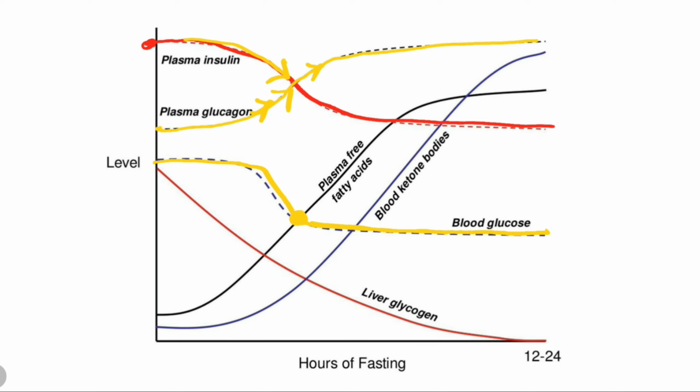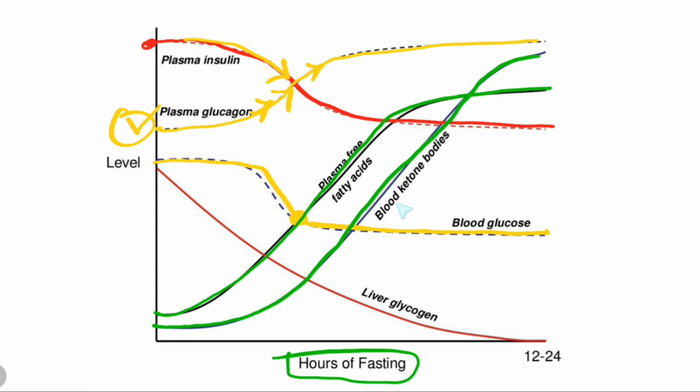And due to the action of this plasma glucagon, you can see the plasma free fatty acids rise up. And also, due to hours of fasting, at the end, blood ketone bodies will also be rising up.